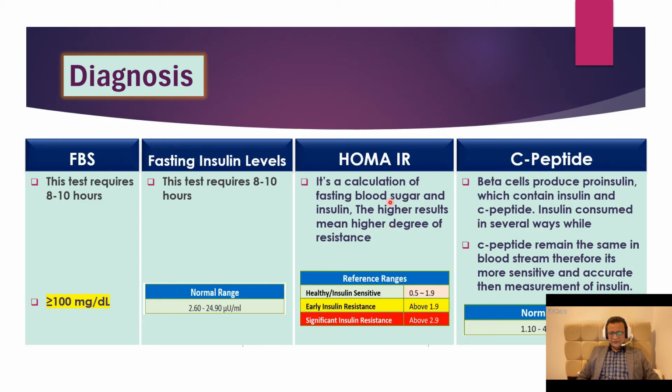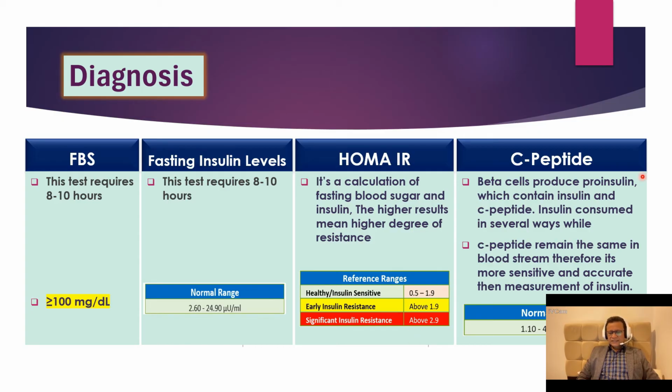Nowadays we have another test, which is called HOMA-IR, to calculate insulin resistance. This is a calculation of fasting blood glucose and fasting insulin levels. If it's 0.5 to 1.9, it's healthy or insulin sensitive. Above 1.9 is early insulin resistance, while more than 2.9 is significant insulin resistance.